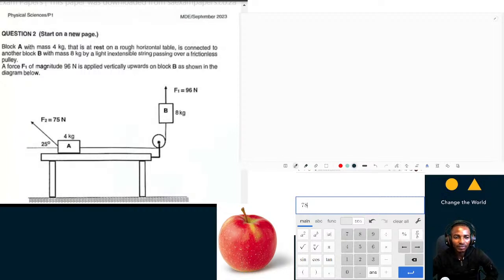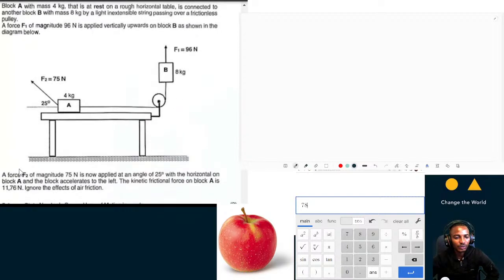Okay, so now a force F1 of magnitude 96 is applied vertically upward on block B as shown in the diagram below. Then a force F2 of magnitude 75 is applied at an angle of 25 degrees with the horizontal on block A, and the block accelerates to the left. That means block B will accelerate downward.